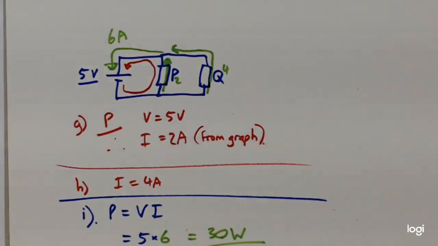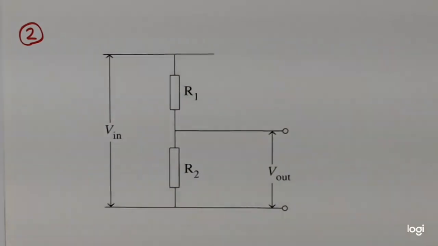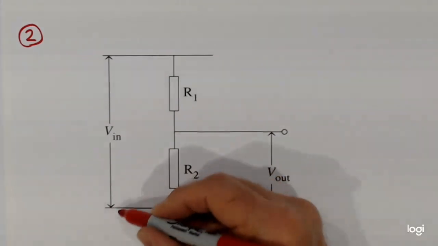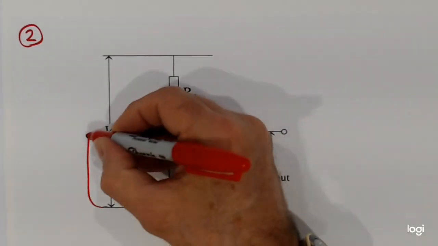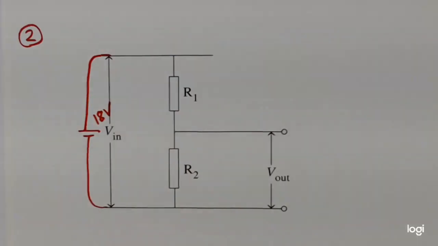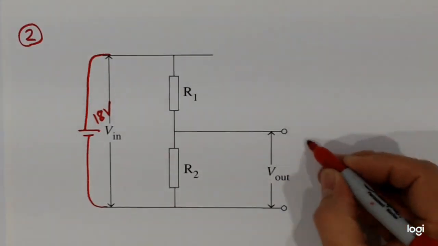All right, that's question 1. Question 2, voltage divider circuit. There's a voltage divider circuit that says V in is 18 volts and V out is 5 volts. That just means that they've got a power source here that they just haven't drawn. So the rest of the circuit would look something like this, and that's 18 volts. It really doesn't matter how they've made 18 volts, but between there and there, the difference is 18 volts. And V out has to be 5 volts.